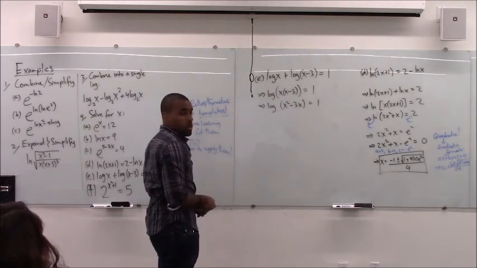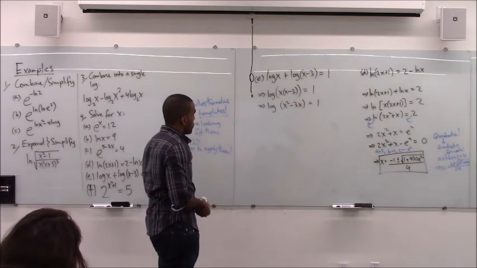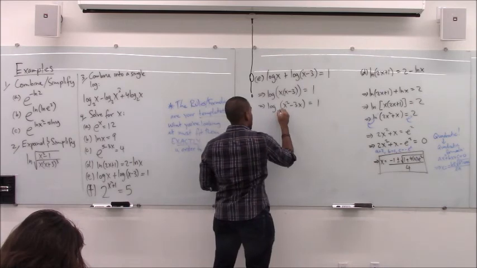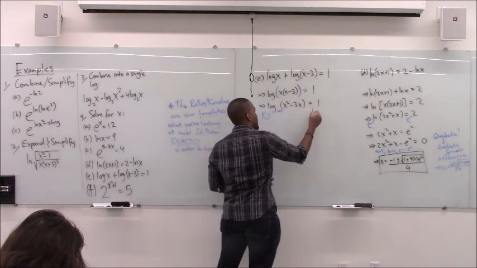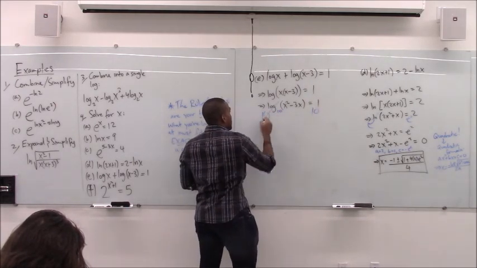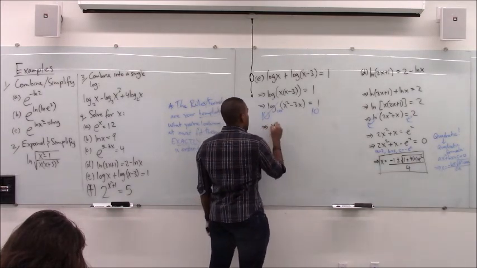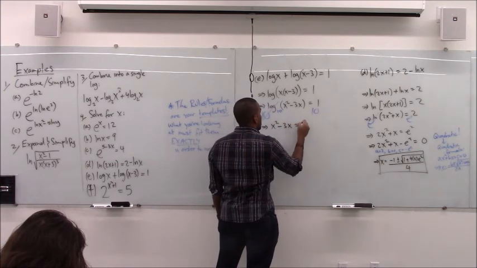Now what? You could do 10, the base is 10. Raise both sides to 10, and this will cancel. So you would get x squared minus 3x equals 10.